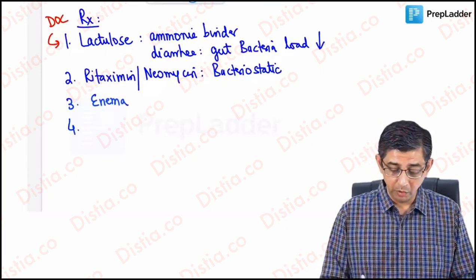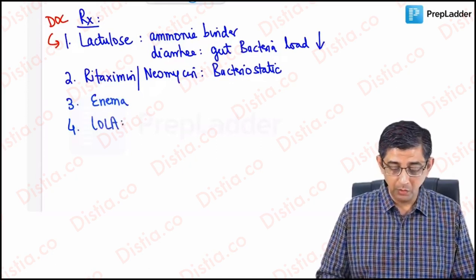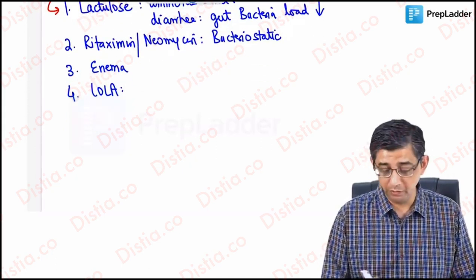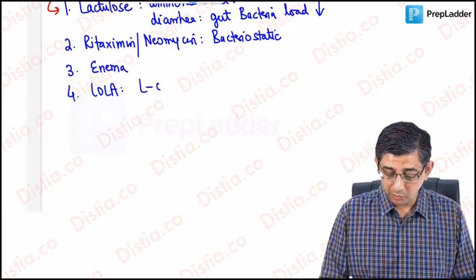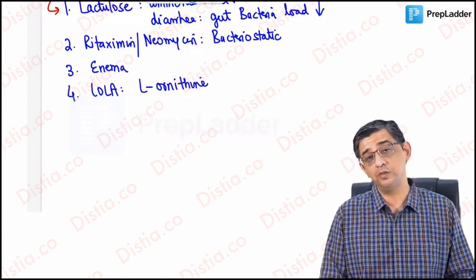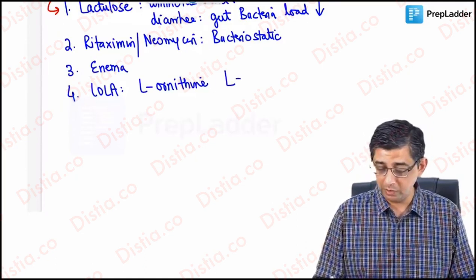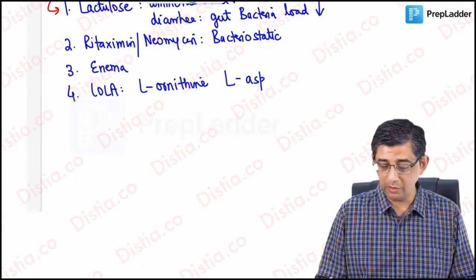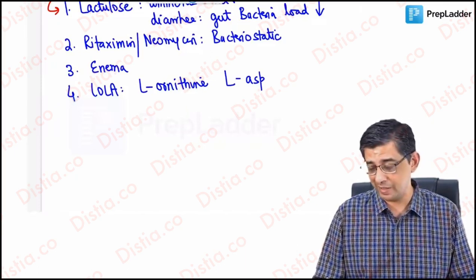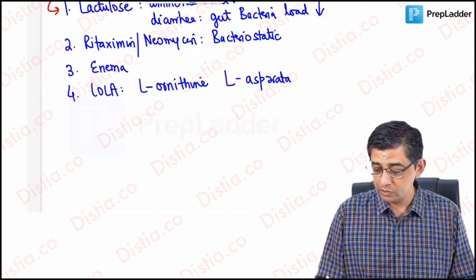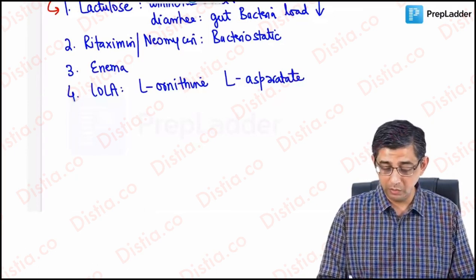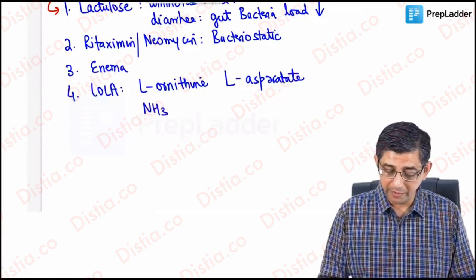The next thing that I'm going to use in this patient is called LOLA. This is an amino acid infusion. Amino acid infusions are used in these patients. Why? Because they will help in clearance of ammonia. This full form will definitely be studied by you even in other subjects also, that is L-ornithine and L-aspartate. When I'm going to use this LOLA infusion, what is it going to do? It will bind to ammonia and help in its excretion.